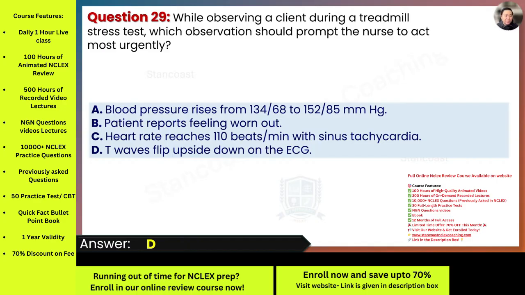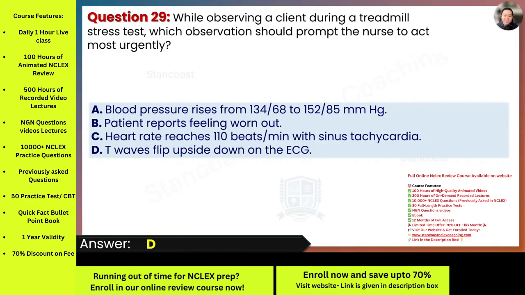Letter C, heart rate reaches 110 beats per minute. This is also reflecting a normal physiologic response. Sinus tachycardia simply means the heart is beating faster, which is the body's way of meeting the increased demand for oxygen during exercise. And this is not dangerous for most adults, especially since it's well below the maximum predicted heart rate for this age. This is also within the expected limits, and it doesn't indicate a problem that needs urgent attention.